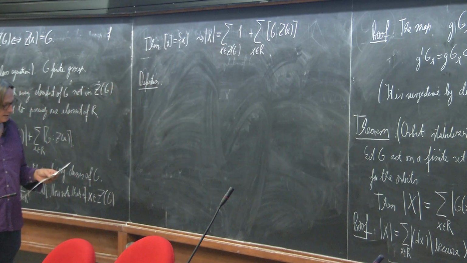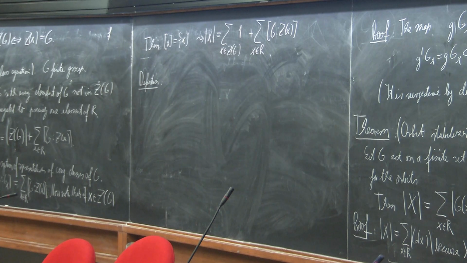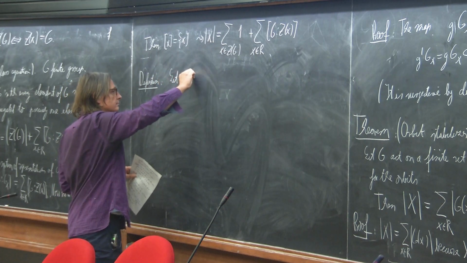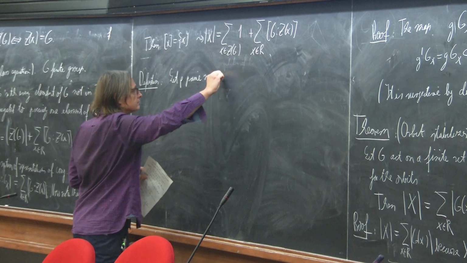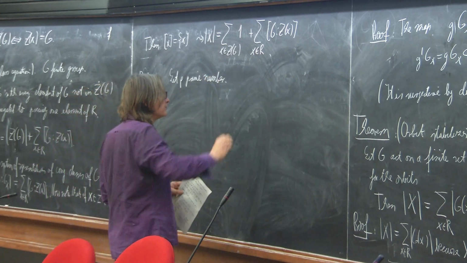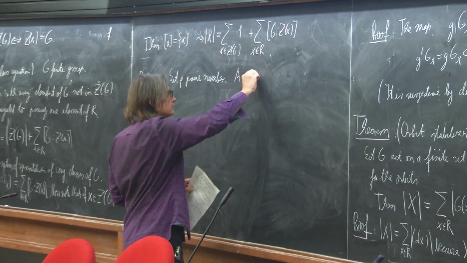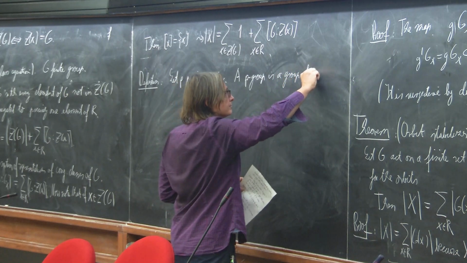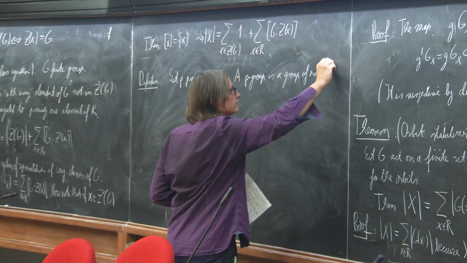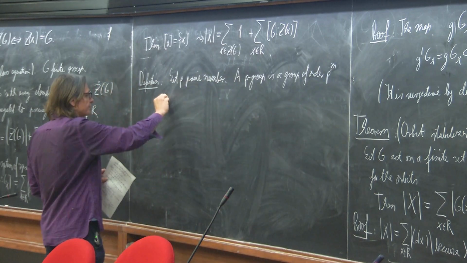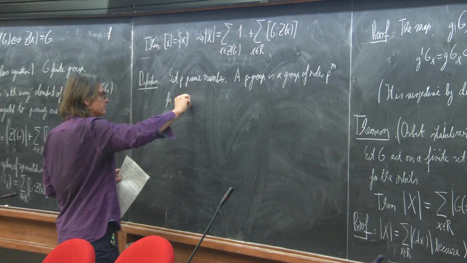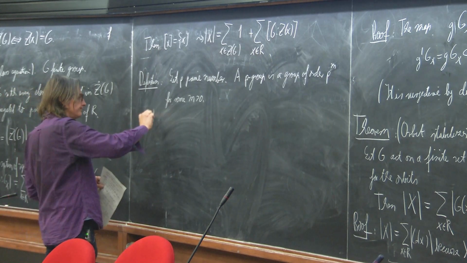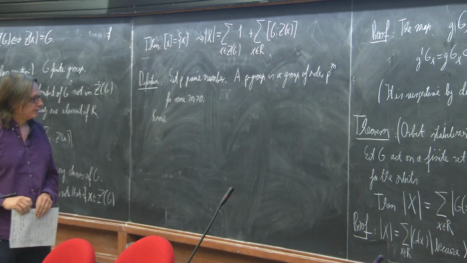So first I define a p-group, and we will need that later for other theorems. So let p be a prime number. The p-group is a group of order p^m for some m bigger than 0. Or at least that's how I want to do it here. So we know that a group of order p is cyclic.